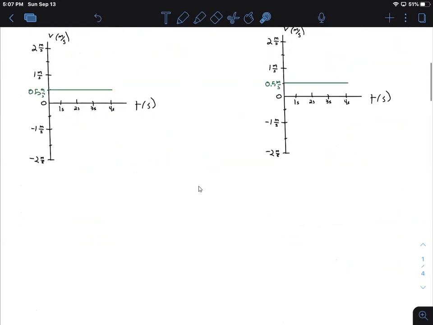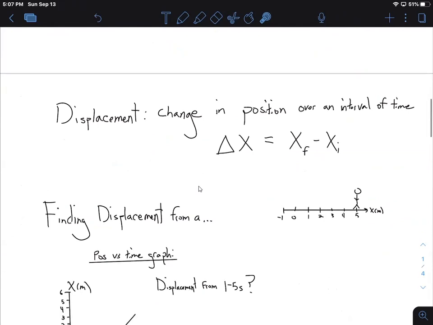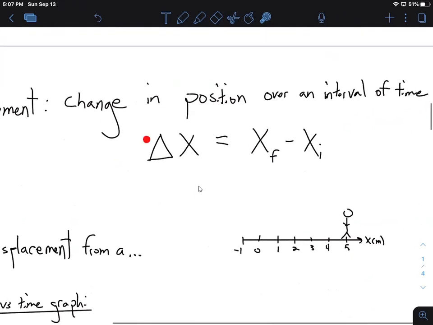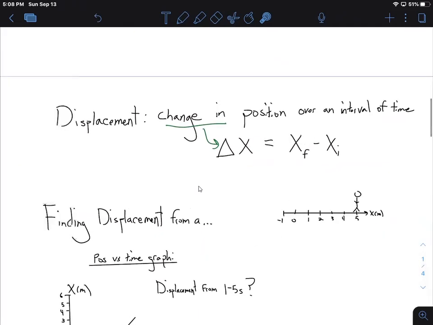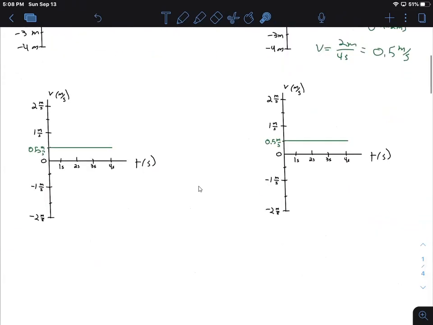So that's what displacement is. Displacement is going to be the change in position of an object over a time interval. This is how we're going to write it. We're going to use the Greek symbol delta. Delta just means change in. So displacement is the change in x, standing here for the x position, which is the final minus the initial position, because that is how we found that velocity, right? Rise over run. Well, the rise is the delta x. It's the change in position.